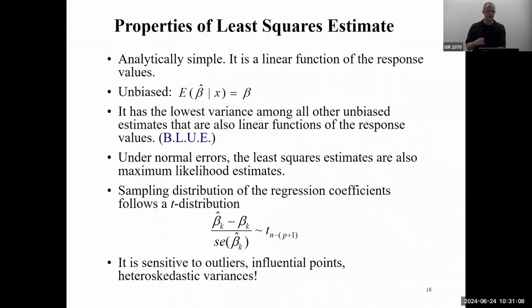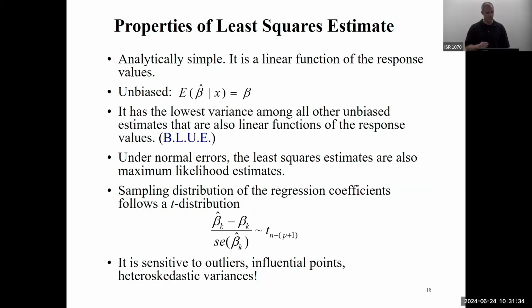If we assume that the errors are normally distributed, the ordinary least squares estimates are equal to the maximum likelihood estimates. So there's kind of consistency in that regard if we're using maximum likelihood. Furthermore, under those normal errors, the sampling distribution of the regression coefficients follows a t-distribution. So we can use this relationship to test hypotheses about the individual parameters.